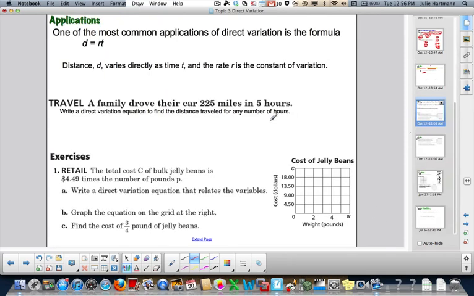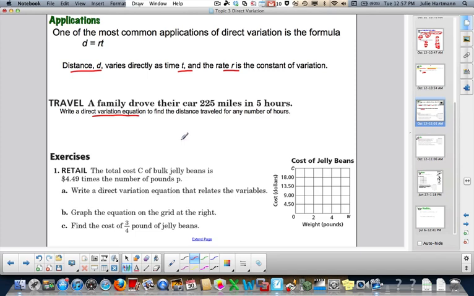Okay, applications. One of the most common applications of direct variation is the formula d equals rt. That's distance equals, well, distance varies directly as time and rate. Alright, so distance varies directly, d equals r times t. So a family drove their car 225 miles in 5 hours. Write a direct variation equation to find the distance traveled for any number of hours. So remember your equation, d equals r times t. Alright, and that's what it always is.